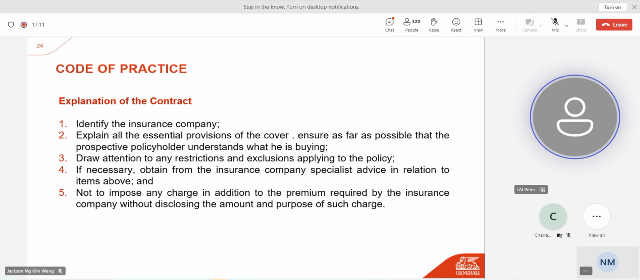Okay, so basically what we're trying to say is, always tell the client if there's any exclusion in the policy. Make sure that you advise your client properly. Now, if you cannot advise properly, always engage your MO or your branch manager to assist you. Okay, so this is what item 4 is all about. Then last but not least, number 5 is that you cannot put in additional charges to the premium.